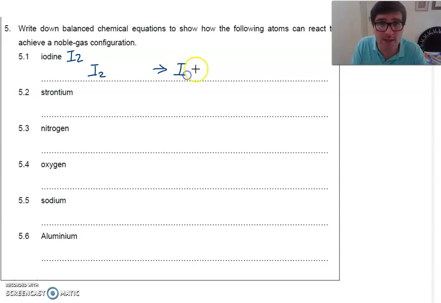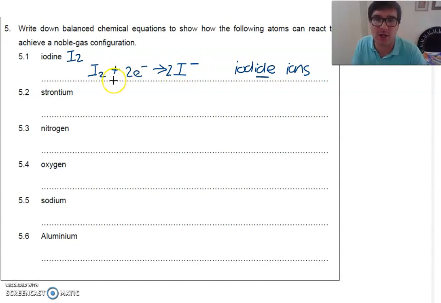So if I want iodine to have a charge of 1 minus, and I'm going to have two iodide ions, that's what we call the ions, iodide, I need to gain two electrons, one for each of my atoms. The next one we have is strontium.